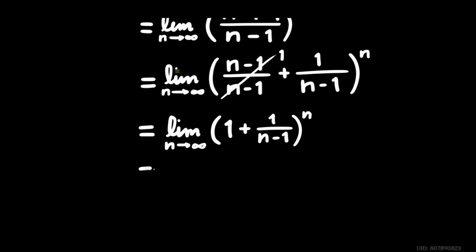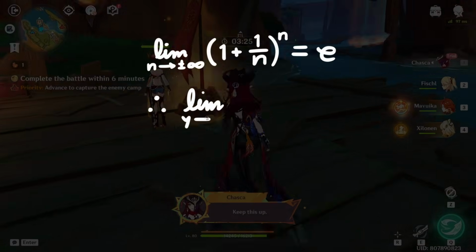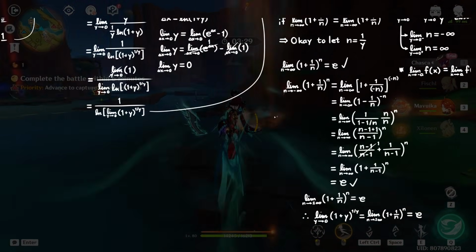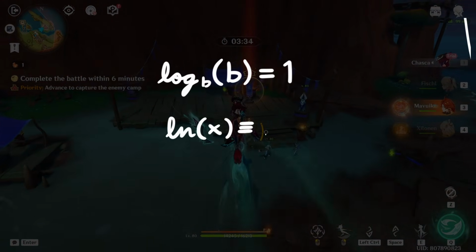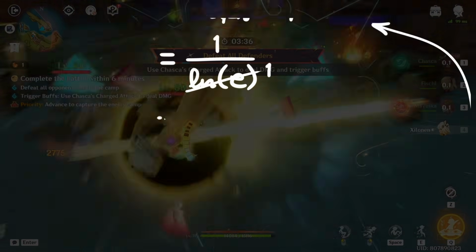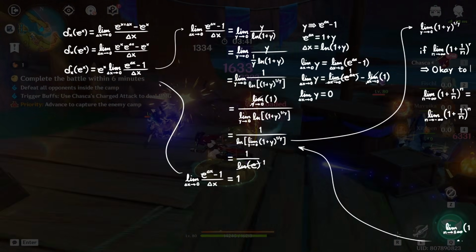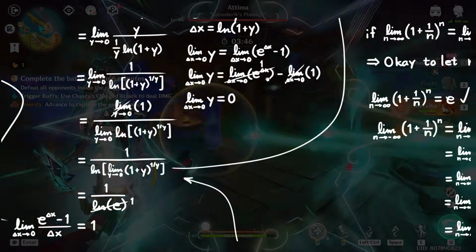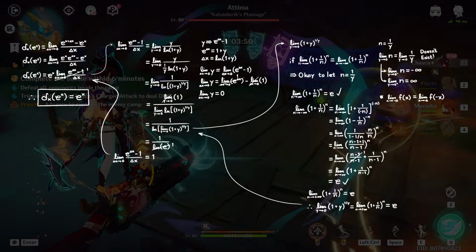Think about it this way. You have an incomprehensibly large number. Subtracting by 1 is barely going to make a dent. So in the end, you have the natural log of e and it equals 1 as well. So therefore, we know that the limit of e raised to the delta x minus 1 divided by delta x as delta x approaches 0 is also equal to 1. Therefore, the derivative of e to the x with respect to x is equal to e to the x.